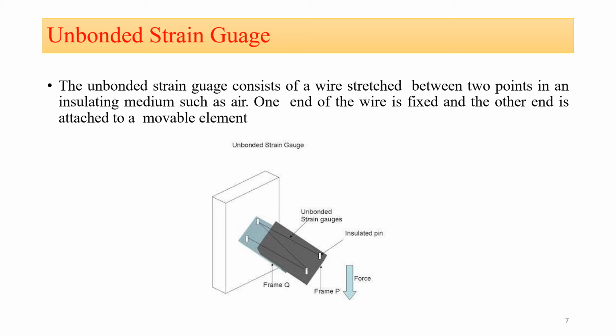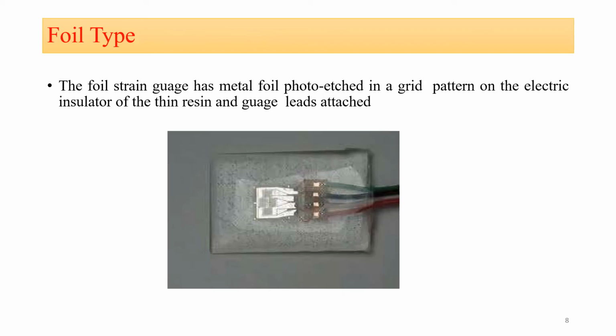Now when the force is applied on the frames, the frame P moves relative to the frame Q, and this produces stress and strain, and this strain changes the resistance of the strain gauge as it changes the length and cross section of the wire. The change in the resistance of the strain gauge is measured using the Wheatstone bridge, and when we calibrate, it becomes the measure of the applied force. This is the principle for the unbonded strain gauge.